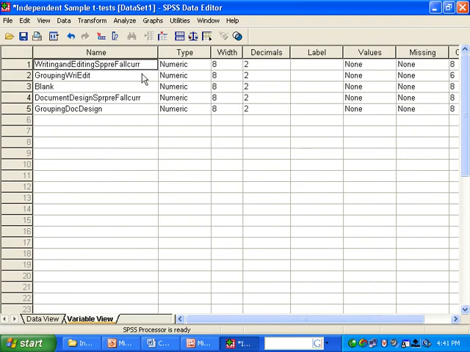If we turn to the variable view, for example, we'll see that this variable, writing and editing, is examining a comparison between a spring semester, the earlier time, and a later time, the fall semester. So what we're trying to look at here is the performance of students in different semesters according to the variable of writing and editing. We're also going to be looking at the variable of document design, again from an earlier spring semester, and compare those scores to a fall semester.